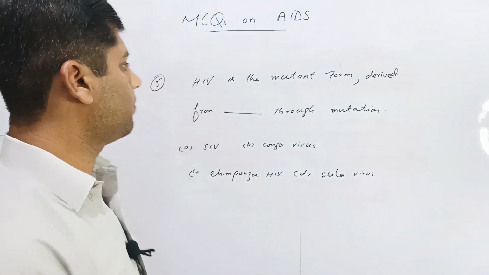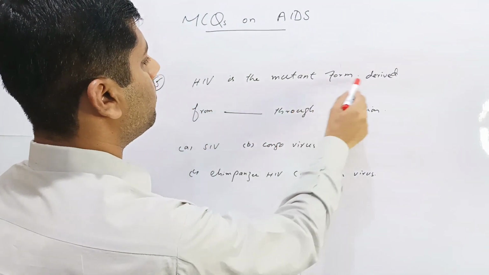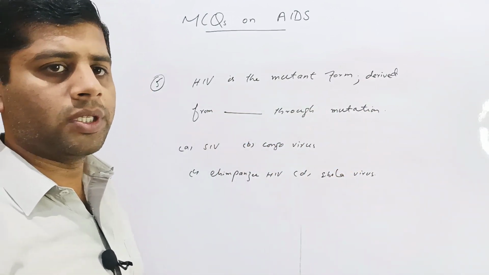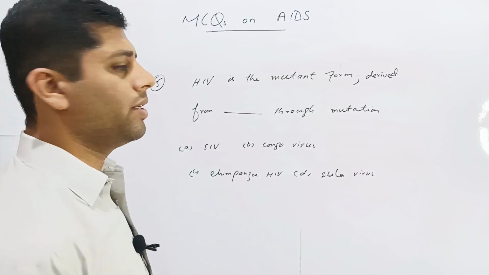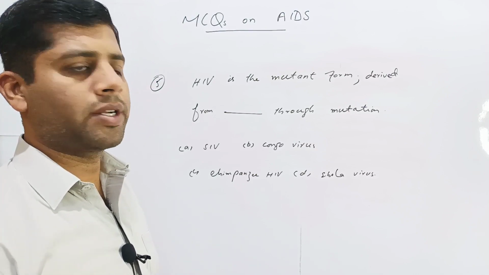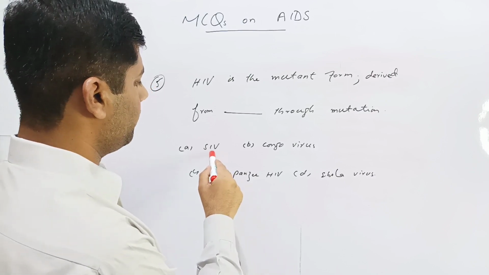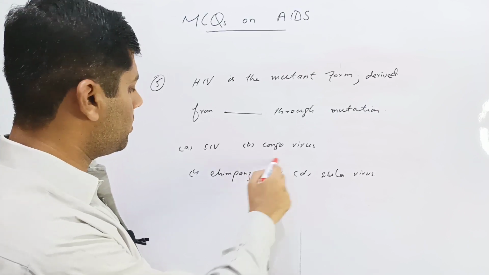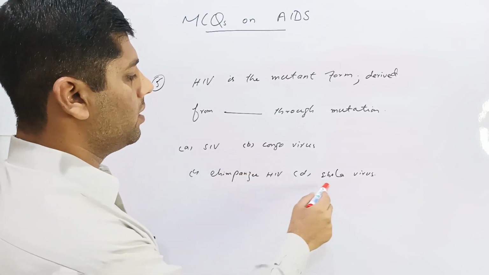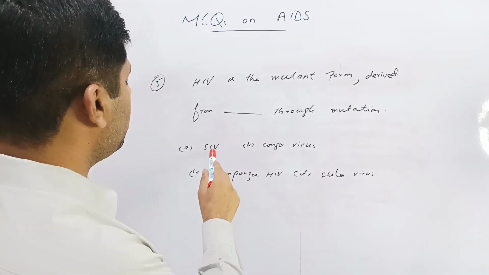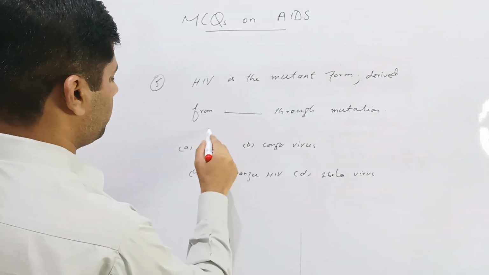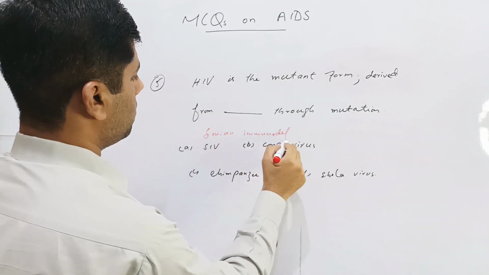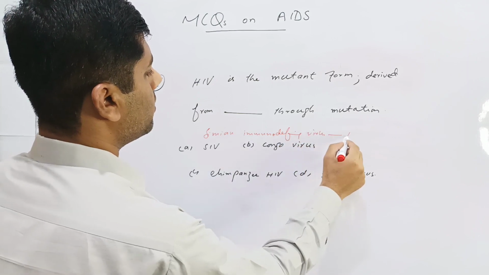Fifth question is: HIV is the mutant form derived from dash through mutation. So he is asking about the origin of the HIV virus, that it has mutated from that kind of virus. The given options are SIV, simian immunodeficiency virus; next option is Congo virus; third option is chimpanzee HIV; and fourth is Ebola virus. Simian immunodeficiency virus causes AIDS in chimpanzee.